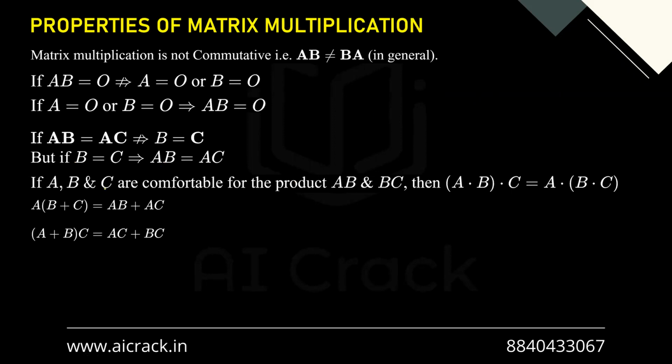If A matrix, B matrix, and C matrix are conformable for the products AB and BC, then these are valid: (A·B)·C equals A·(B·C) with the help of brackets. Basically, these are associative, and similarly, these are also distributive. So that's kind of obvious. You can just take three matrices and try to prove it. You'll be able to get the same answer.